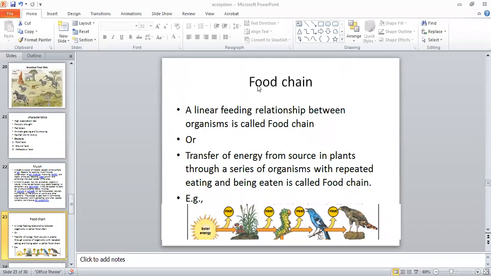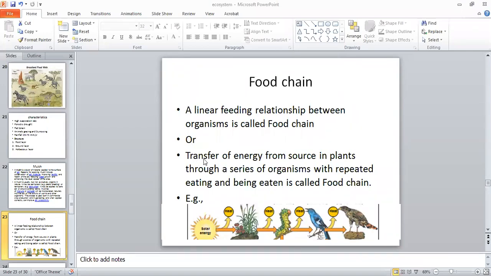Means from one organism to another organism there will be a single arrow, and these organisms are in the form of a chain. So this chain is unidirectional, so it is a linear feeding relationship. One eats the other organism.